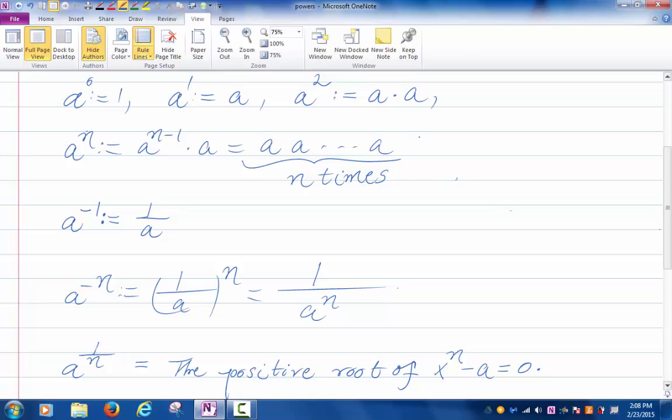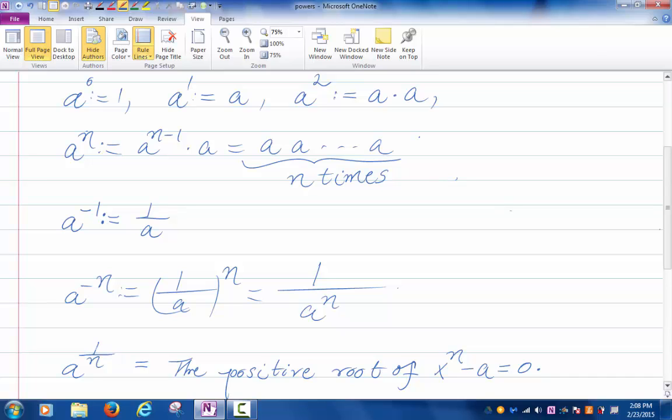So by that we now have the meaning. Now we know what we mean by raising a to a positive integer and a negative integer, right? Now, what does it mean to raise a to a positive rational number?